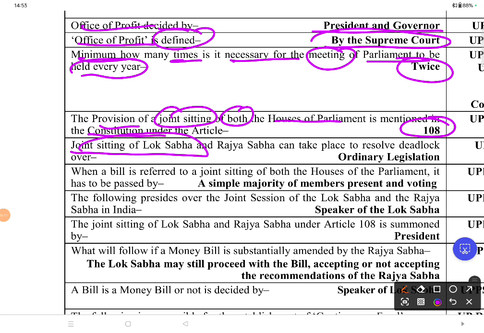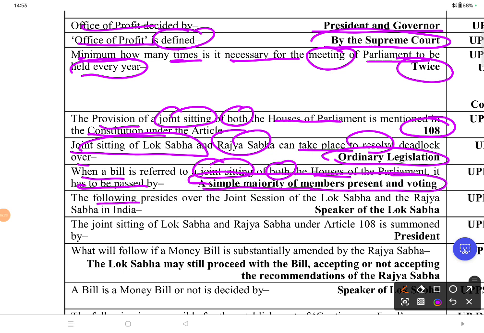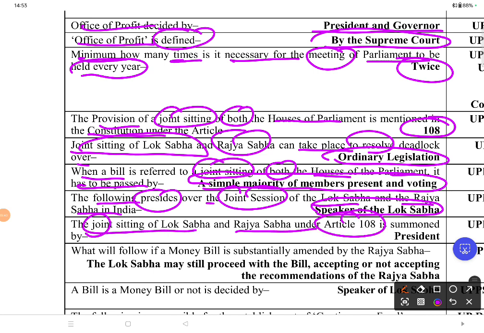Joint sitting of Lok Sabha and Rajya Sabha can take place to resolve deadlock over ordinary legislation. When a bill is referred to a joint sitting of both the houses of Parliament, it has to be passed by a simple majority of members present and voting. The following presides over the joint sitting session of Lok Sabha and Rajya Sabha in India: Speaker of Lok Sabha. The joint sitting under Article 108 is summoned by President.